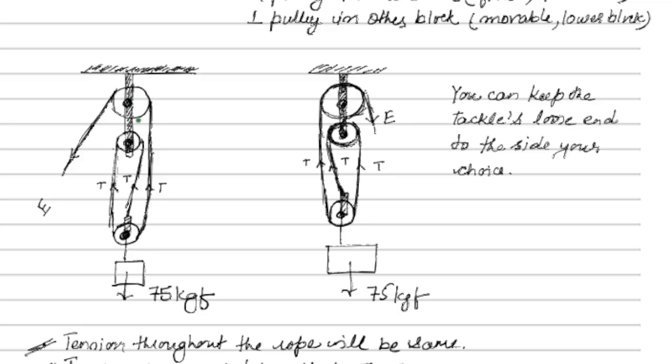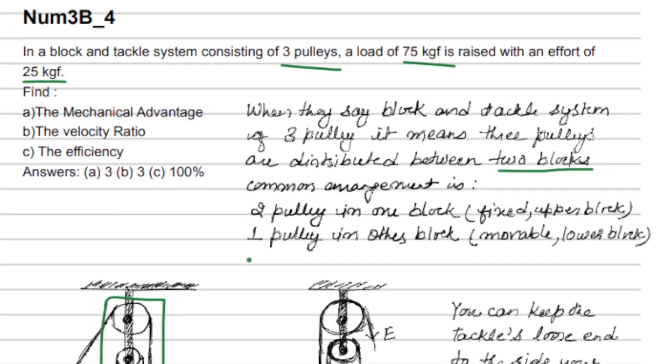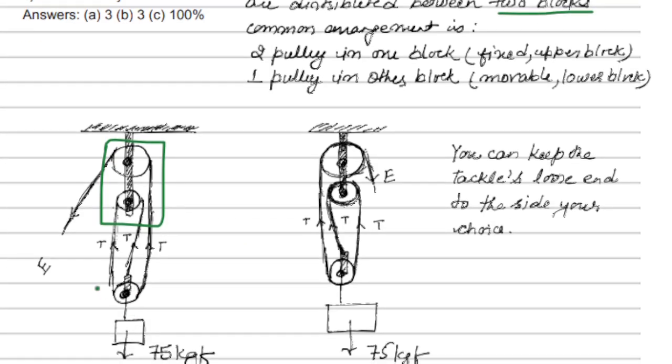So this is fixed. This is one block, and this is the other block. That's why it's called a pulley block and tackle system. So these are the blocks they are talking about. And what is the tackle? Tackle is a fancy name for this rope. So this is what we call a tackle. So here it is a block and tackle system.